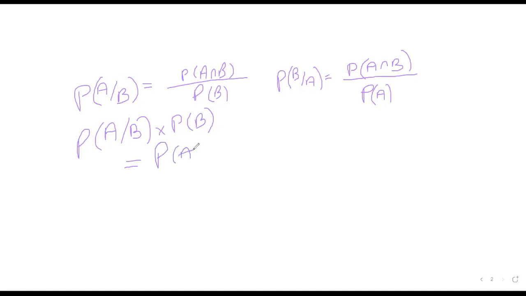How about if we expand it there? How do we get the intersection of A and B on the other side? When we multiply B given A times A, we get the intersection of A and B. As long as the base is the same as what you're multiplying, you get an intersection.